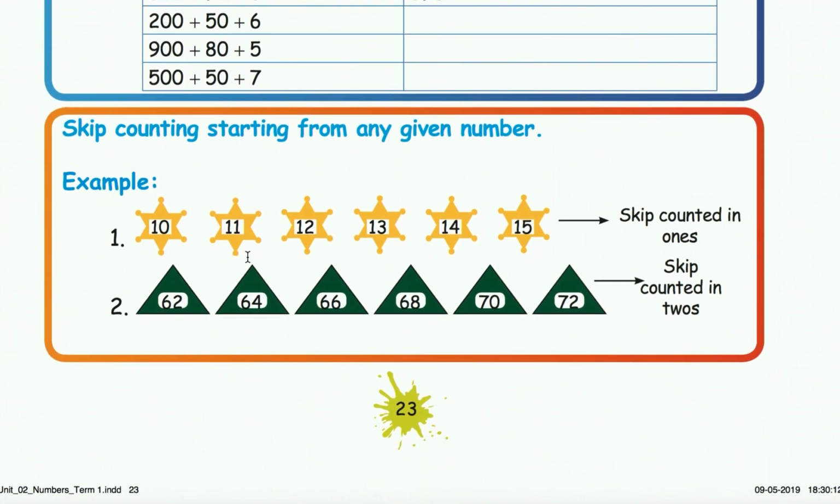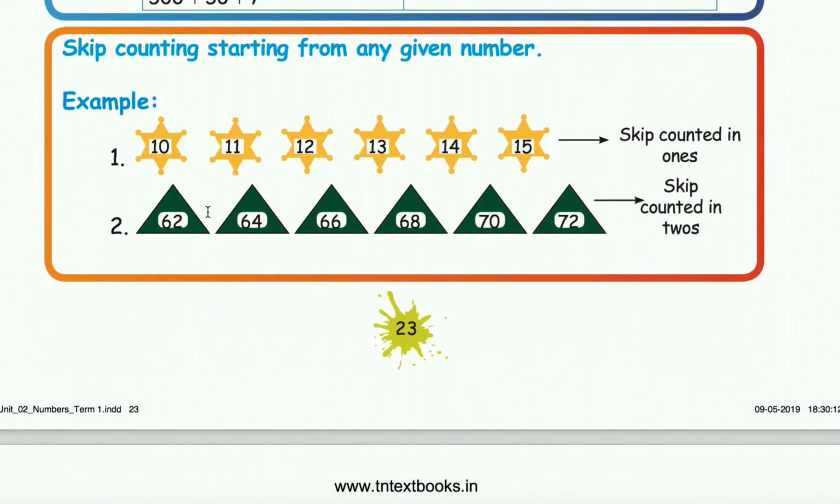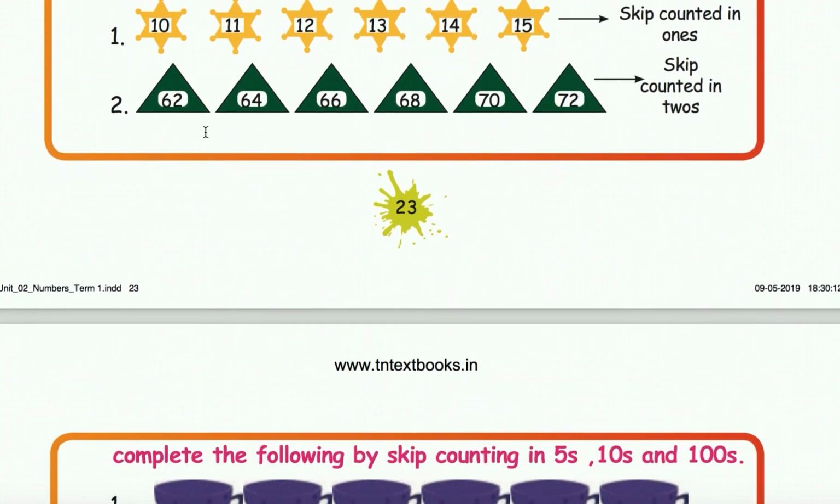Okay. Skip counting starting from any given number. Skip counted in ones: 10, 11, 12, 13, 14, 15. 62, 60. Okay, skip counted in ones. Skip counted in twos means 62, 64, 66, 68, 70, 72. Okay, incremental value is plus 2 here. Okay, this is plus 1.